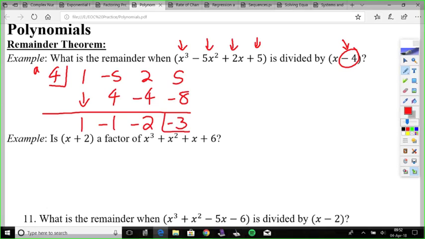All right, now I've got my remainder. My remainder is negative 3. It's always the last digit over. So our remainder is a negative 3.